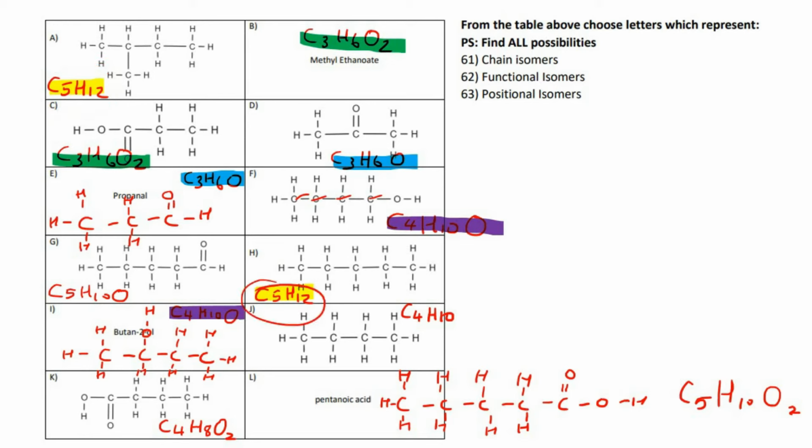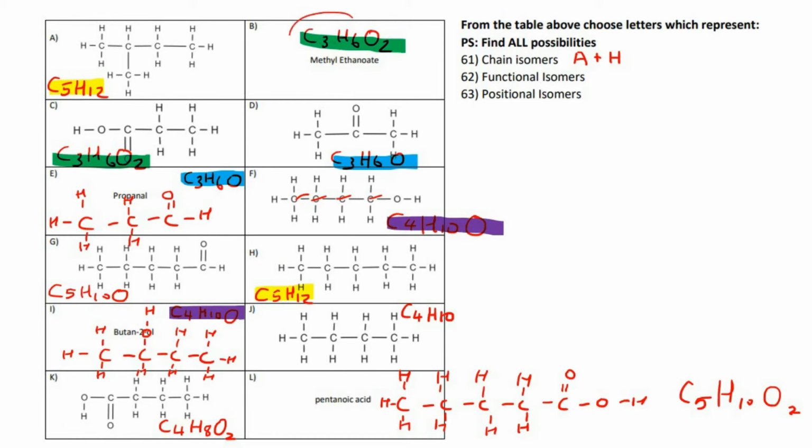Well, they actually are going to be chain isomers because if you look at this one, its longest chain is 1, 2, 3, 4. If you look at this one, its longest chain is 1, 2, 3, 4, 5. So those are going to be chain isomers. That would be A and H. Okay, so they are together.